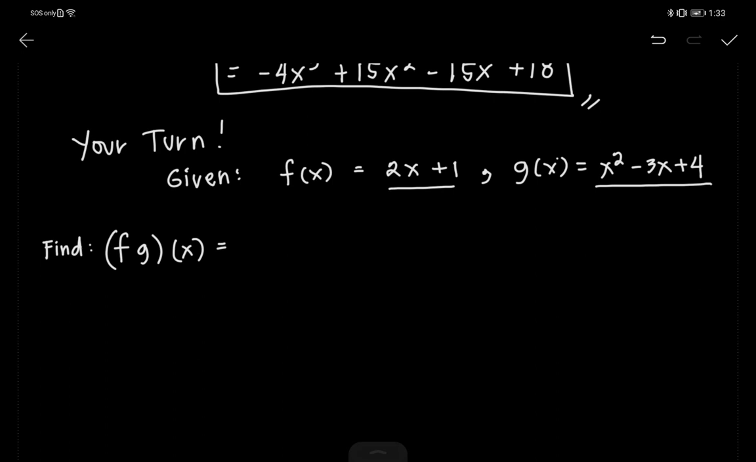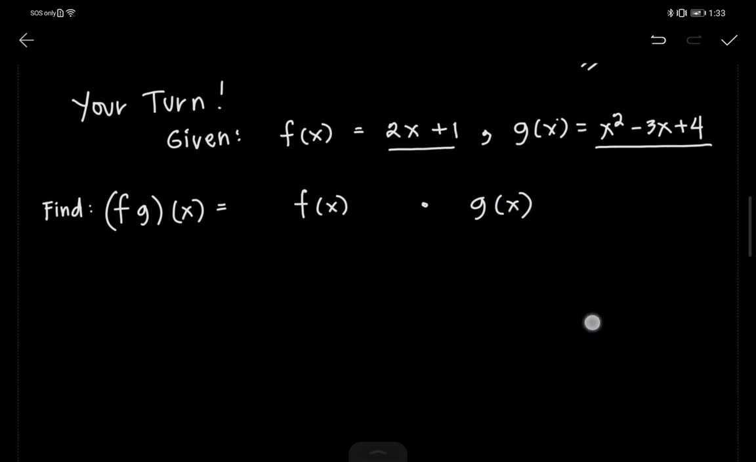Okay, so this time, let us try to solve. Let us check if we have the same answer. So we have here f of g of x, meaning we're going to multiply f of x to g of x. So we're going to substitute the value of our f of x, which is 2x plus 1. We're going to multiply this to x squared minus 3x plus 4.